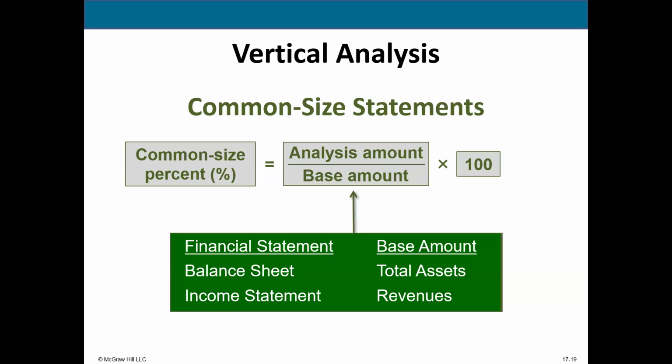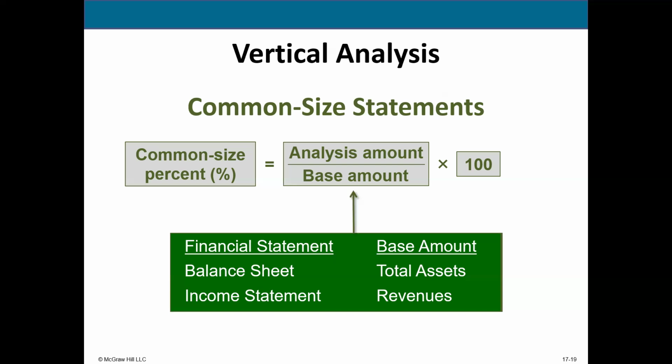So that's why we go through this exercise of expressing everything as a percentage of total assets or total revenue, depending on if we're looking at the balance sheet or the income statement. So the formula we use here is the analysis amount divided by the base amount times 100. And the base amount is either going to be total assets or total revenue, depending on if we're looking at the balance sheet or the income statement.